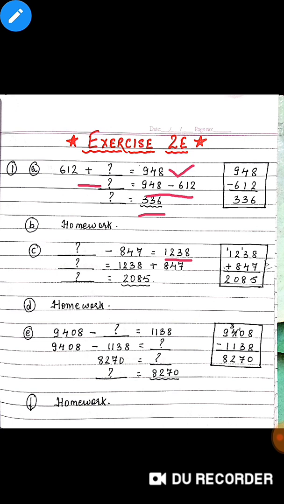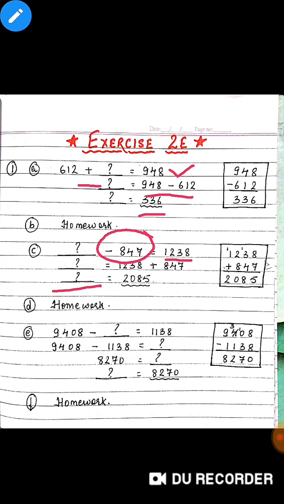Now children, whenever you are subtracting two numbers, when you subtract a big number minus a small number, you get the difference of the two numbers. But if you want to find one of these numbers, that is the one from which you are subtracting, you have to add the difference and the number which you have subtracted. That is 1238 plus 847 will give you the missing answer.